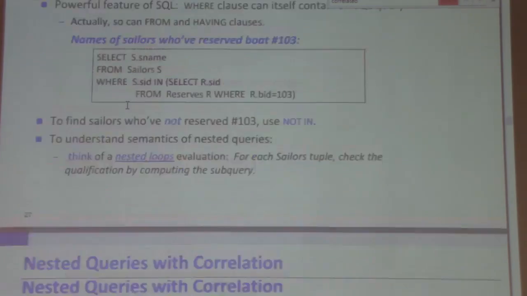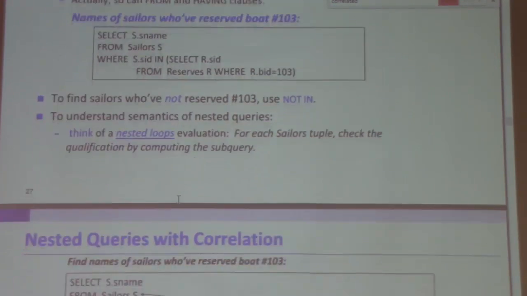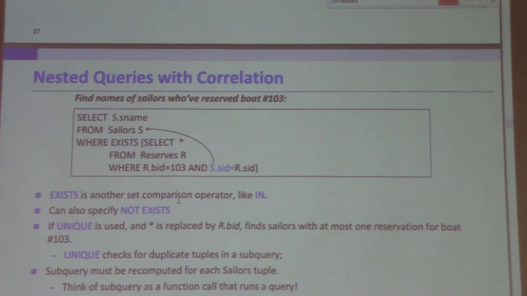This is an example where it is not correlated, because for each iteration from the outer relation, the inner block is a constant. And the optimizer can do a fairly good job for these uncorrelated nested blocks. But still, it's a long way from there to correlated blocks.